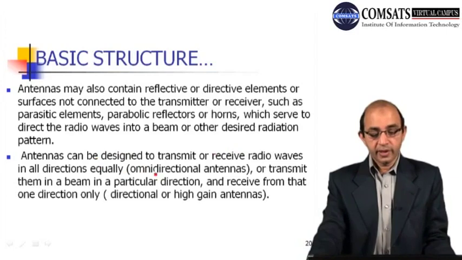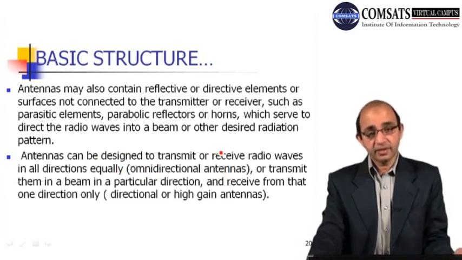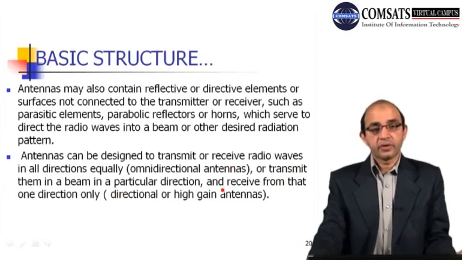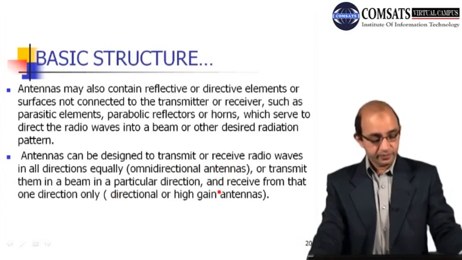Then we can also have different types of antennas. An antenna can radiate in all directions, that is an omnidirectional antenna, or we can also have line of sight communication, where the transmission is performed by focusing on a certain receiving antenna.